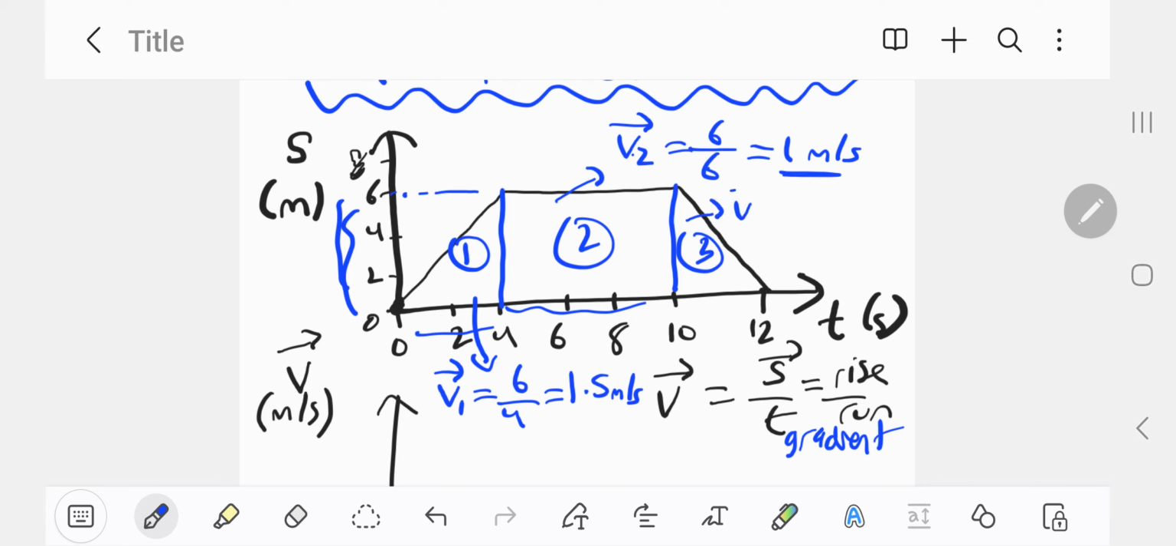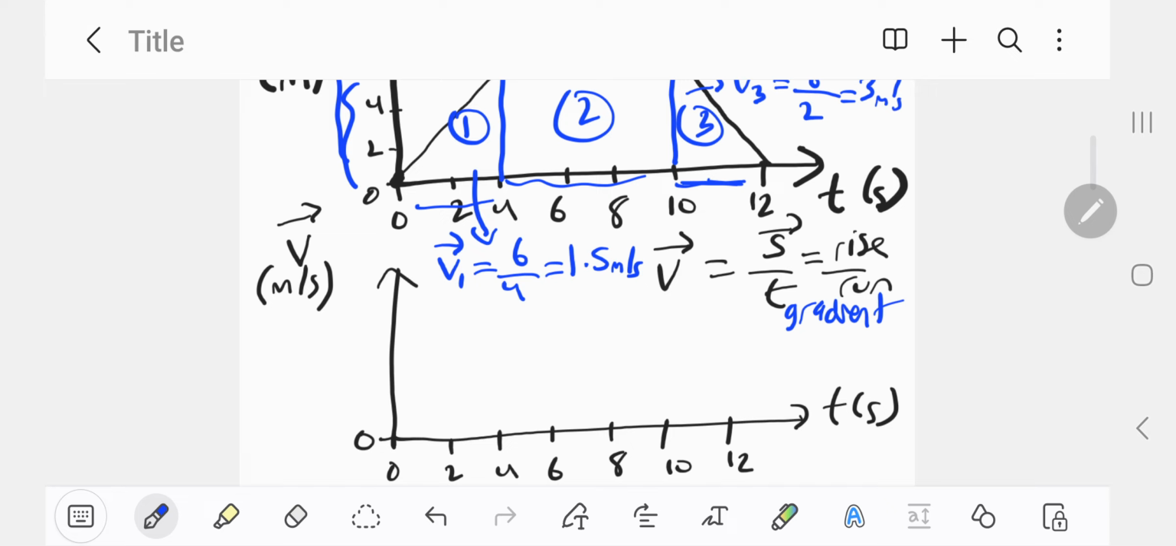The velocity of the third shape, the triangle here, is rise over run. The rise is once again 6. The run here is 2, because 12 minus 10 is 2. So you get 3 meters per second. And that's it. All we have to do now is graph it.